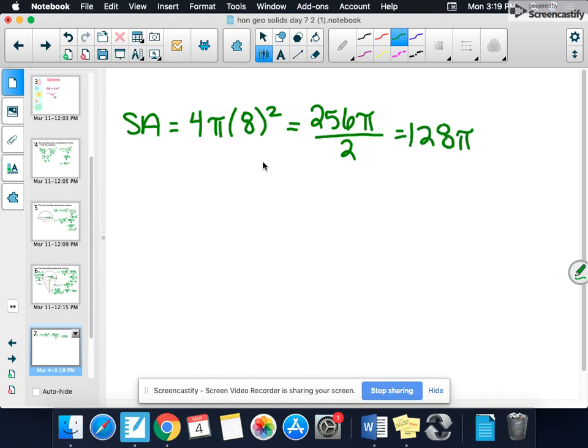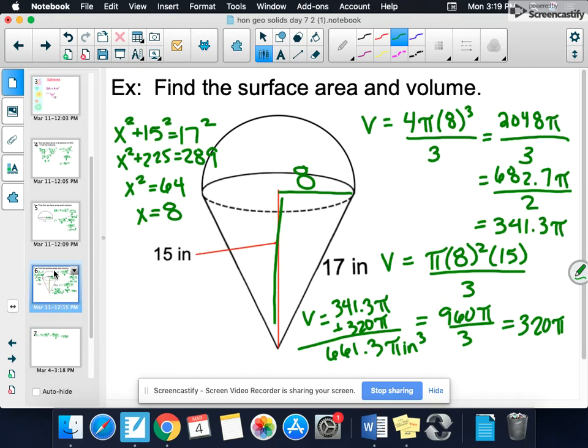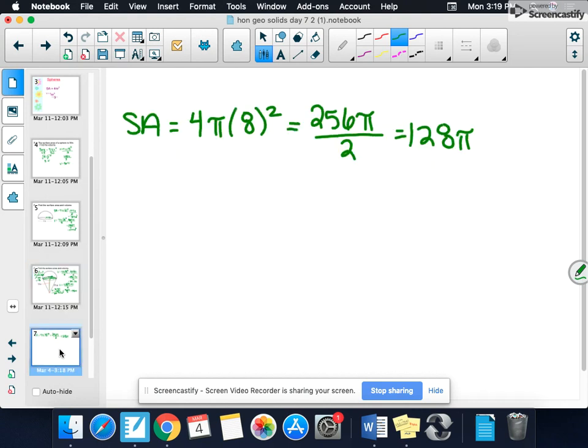Now, the tricky part is I need to subtract out a circle, because if I go back to my picture here, this circle is not part of the outside. Remember, surface area is just the outside of our shape. So I'm going to actually subtract pi times 8 squared. And remember, that'll be 64 pi. So when I subtract that, my actual surface area for my hemisphere is 64 pi.